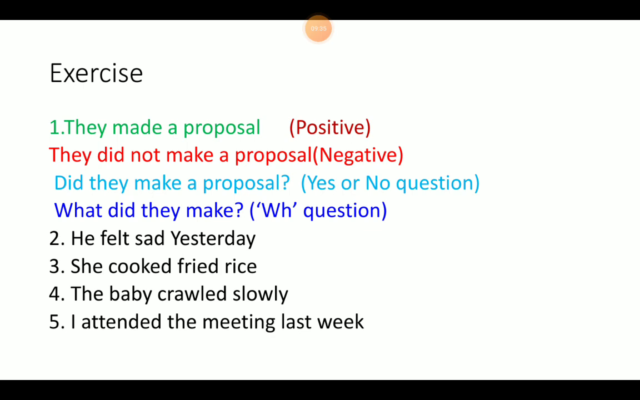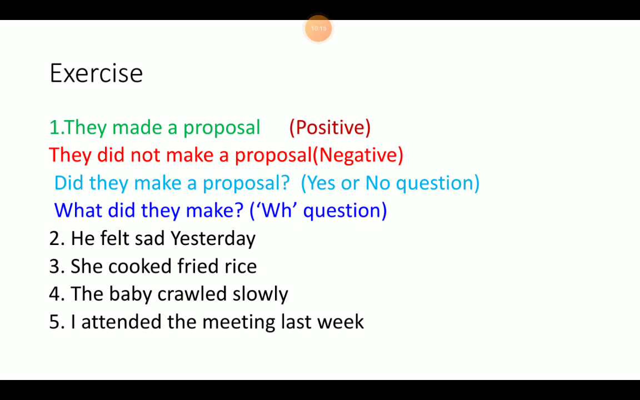And we come to the part of exercise. They made a proposal. It is a positive sentence. How to change this into negative sentence? So as usual, in the first step, you should see what is the main verb here. In the second step, you should split it as auxiliary verb and main verb. As it is in past tense, the auxiliary verb, the helping verb will be did. So did plus make. Did is being hidden here. And for negative, you should add not in between did and main verb. So the negative sentence will be, they did not make a proposal.